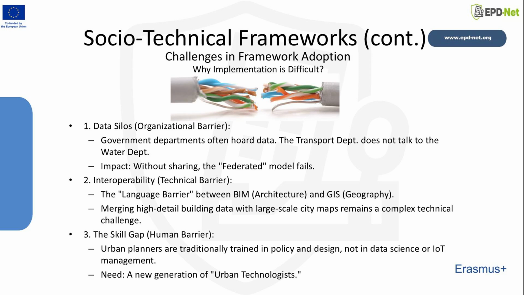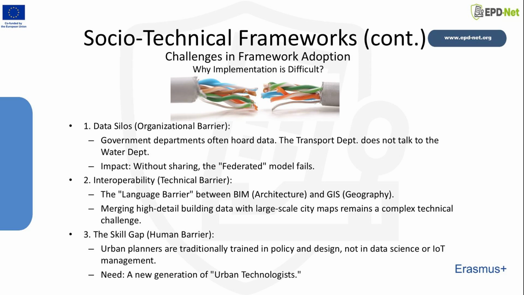Before we move to the case studies, we must address the elephant in the room. If digital twins are so powerful, why doesn't every city have one? Slide 16 highlights the 3 major barriers to adoption. 1. Data silos. This is the biggest enemy. In many cities, departments do not share data. If the water department keeps its data locked away from the transport department, you cannot build a federated twin.